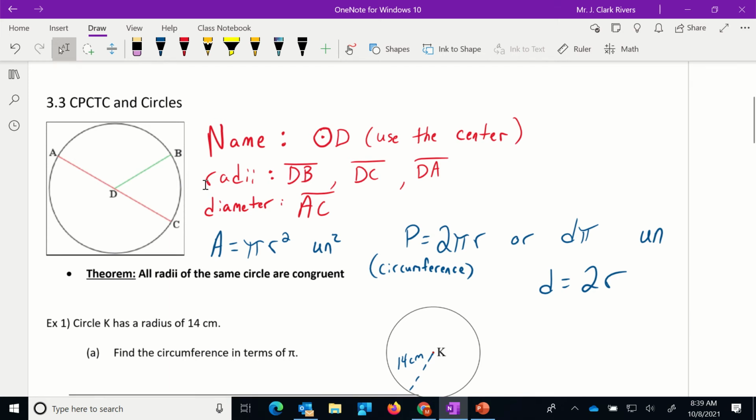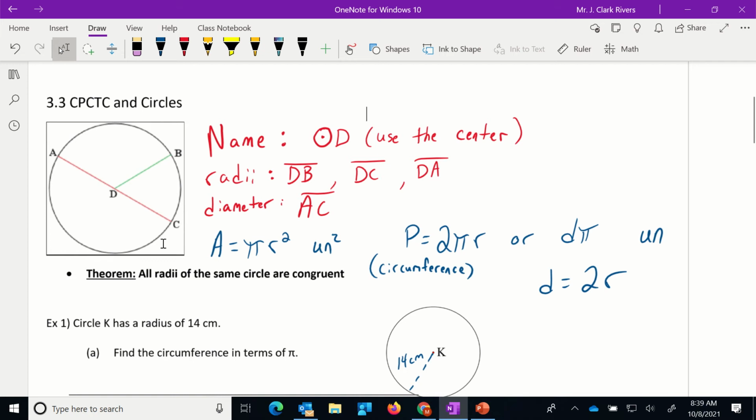Radii, in this circle we have DB, DC, and DA, and you could have called them BD, CD, or AD. We also have our diameter in the circle. The diameter is a segment that connects one point on the circle to another point on the circle, and it passes through the center. So AC is the diameter that is shown here.